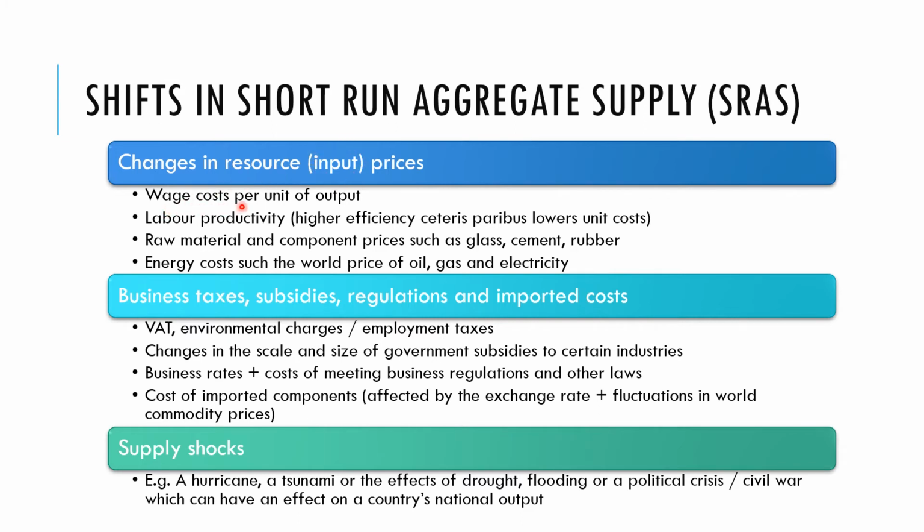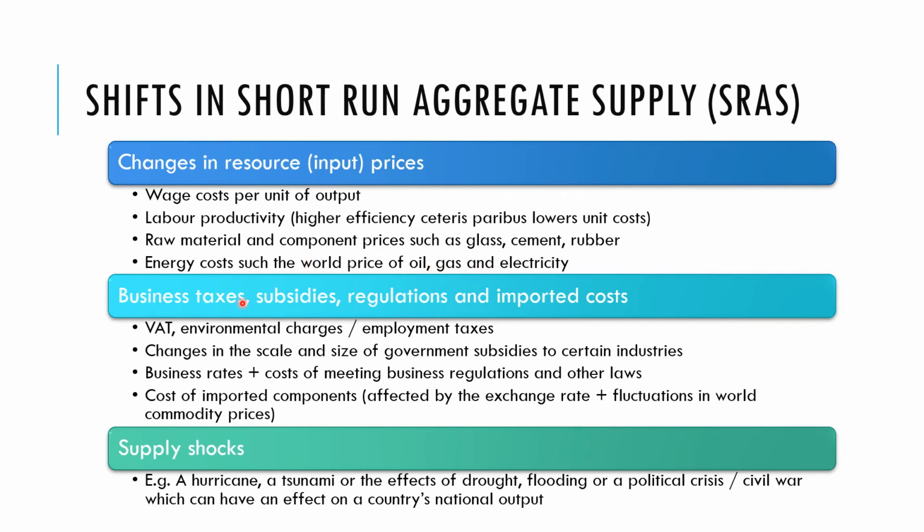So if wages went up for businesses, that would change the cost of resources and change their willingness to supply a certain quantity at a given price level. It's linked to labour productivity, so output per worker. Lower levels of labour productivity will presumably mean less output willing to be supplied at a certain price level. The raw materials and component prices, such as glass, cement, rubber, and energy costs such as oil, gas, electricity, all of these costs would have an impact on the price level at which firms are willing to supply.